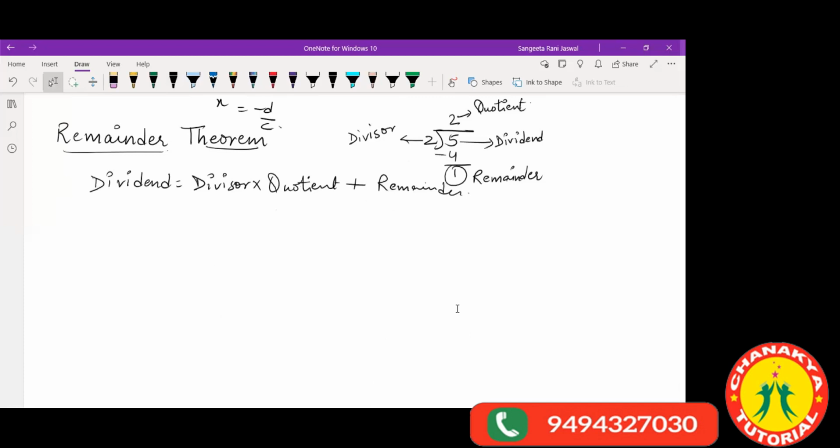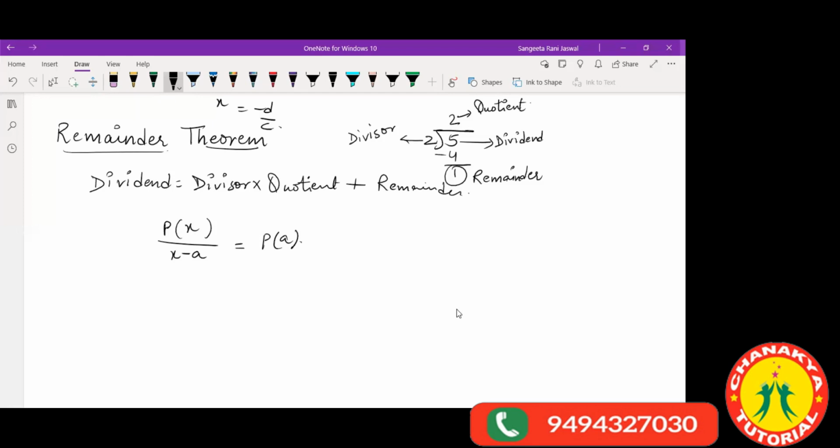Now what does the remainder theorem want to tell us? The remainder theorem tells us that if I have some polynomial, any polynomial, and I divide this polynomial with another, smaller polynomial, say x minus a, we generally take it in the form x minus a, then I get the remainder which is p of a. Okay, this is what the remainder theorem tells me.